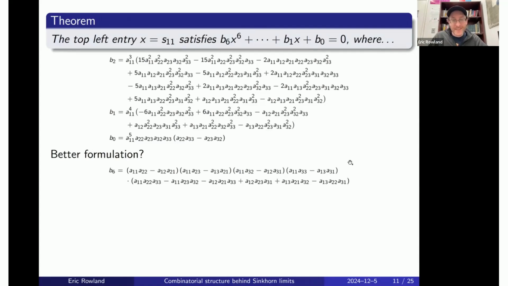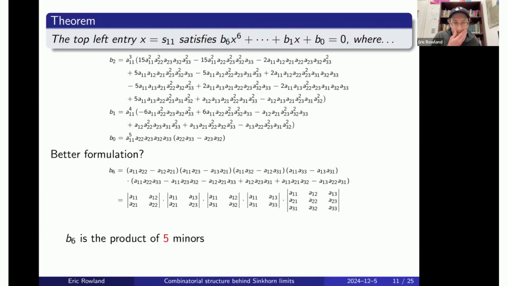So B6 is the first hint of this, right? B6, and these are in factored form, by the way. If you look at this for a minute, you'll notice that it's actually a product of determinants. This is the determinant of A, the 3x3 matrix we started with, and these four terms are 2x2 determinants. So B6 is the product of 5 minors. A minor is just a word for a determinant that you get by extracting certain rows and columns from a matrix and then taking the determinant of that matrix. So B6 is the product of these 5 minors.